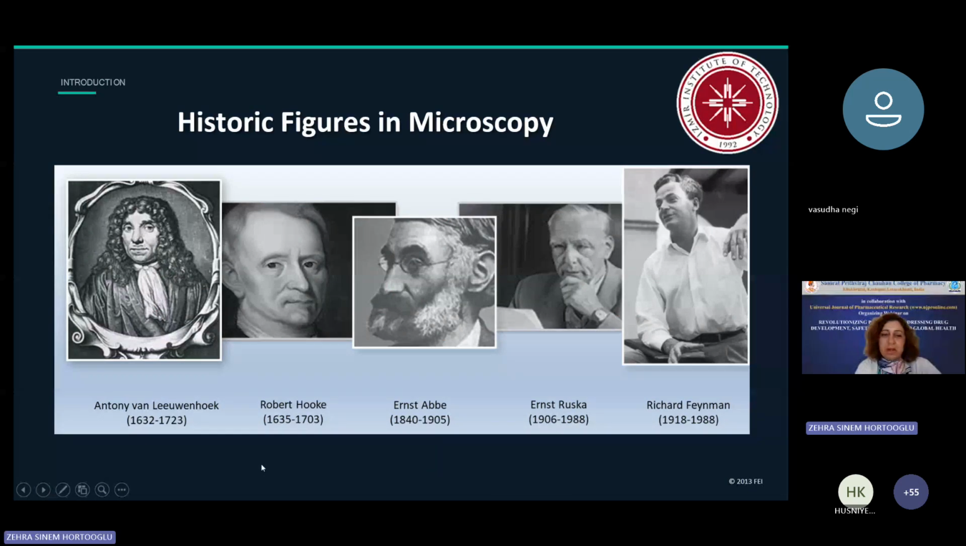Historic figures in microscopy. I want to show these scientists. Antony van Leeuwenhoek is the first microscopist. Then Robert Hooke, Ernst Abbe, Ernst Ruska, and Richard Feynman.